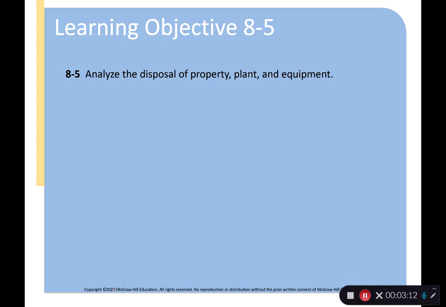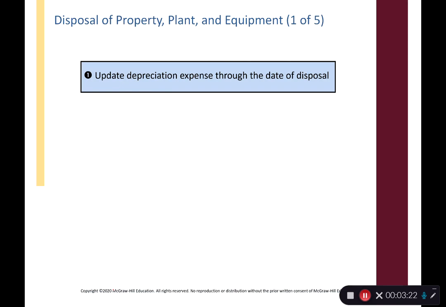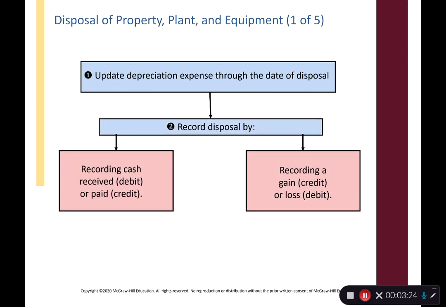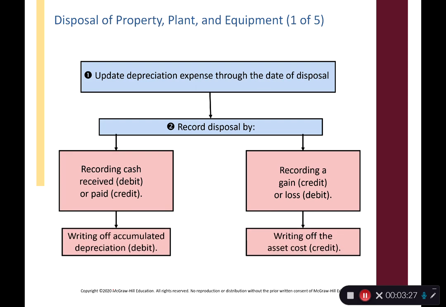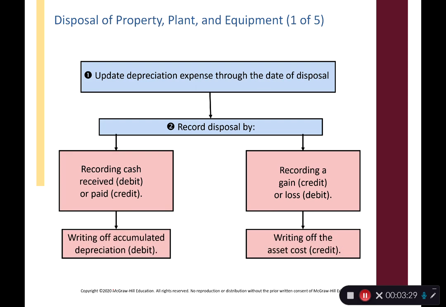Once we are done with our assets, we're going to dispose of them, and that may be that we just throw them away or give them away, and it may be that we sell them. So how are we going to deal with that on the financial statements? Well, the first step is we need to update depreciation expense through the date of disposal, and then we record the disposal by recording the cash received or paid. If we have to pay off somebody to take our asset, that's not common, and then we write off the accumulated depreciation and record any gain or loss.